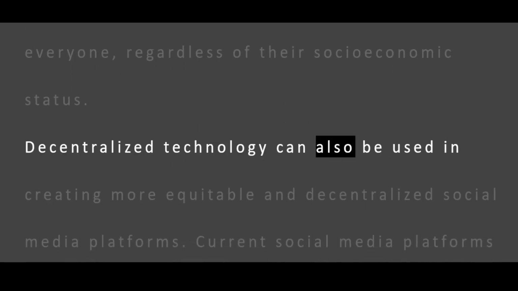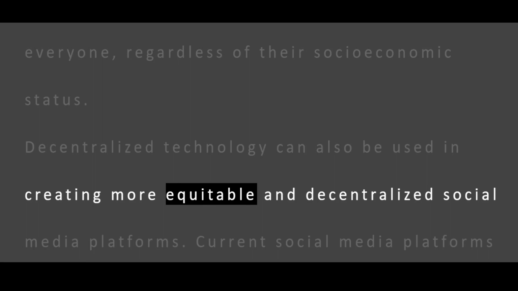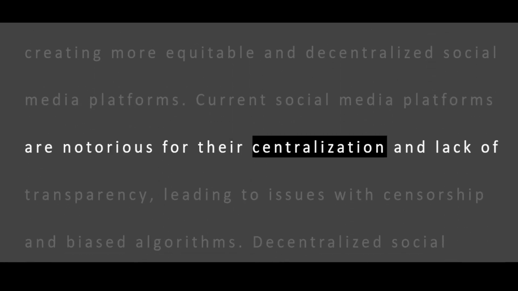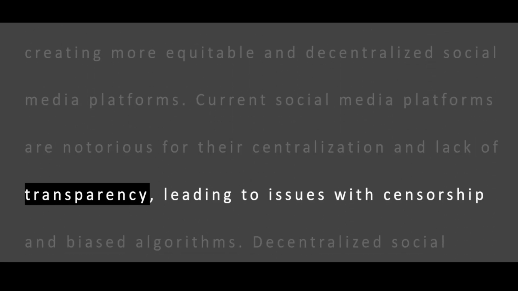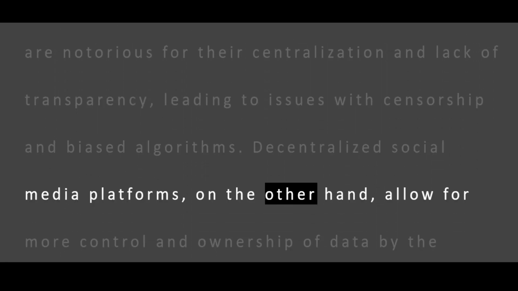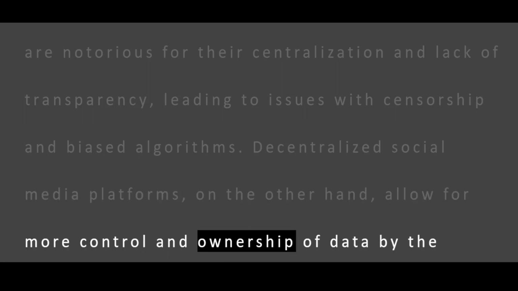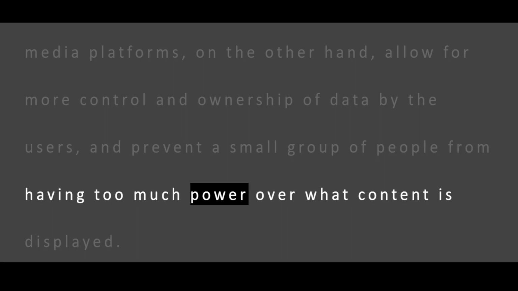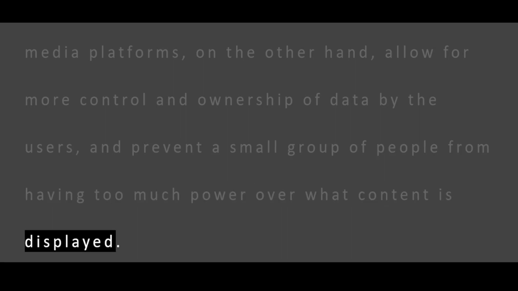Decentralized technology can also be used in creating more equitable and decentralized social media platforms. Current social media platforms are notorious for their centralization and lack of transparency, leading to issues with censorship and biased algorithms. Decentralized social media platforms, on the other hand, allow for more control and ownership of data by the users, and prevent a small group of people from having too much power over what content is displayed.